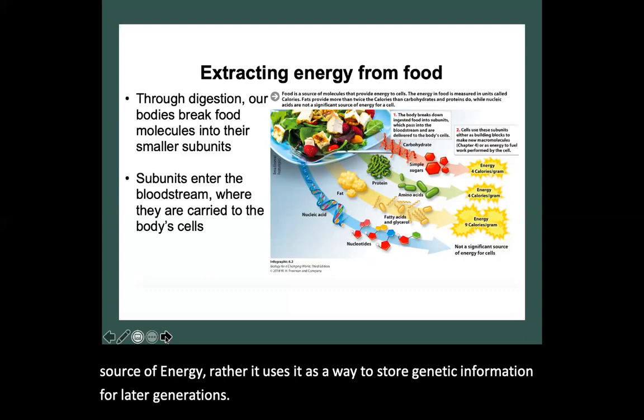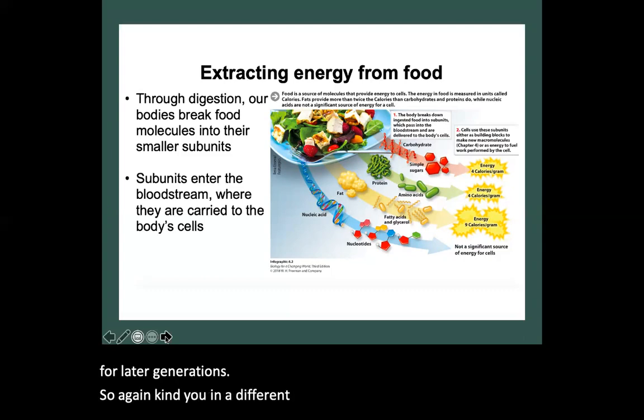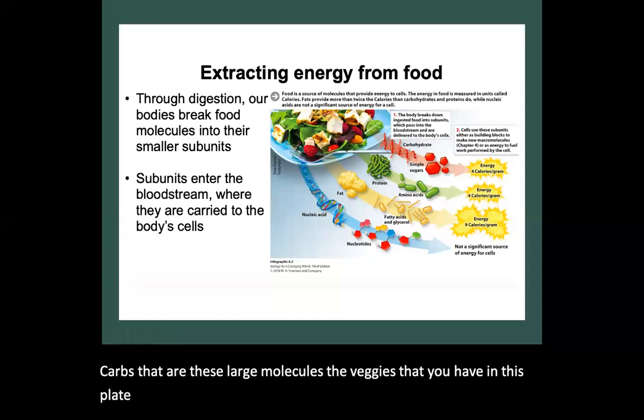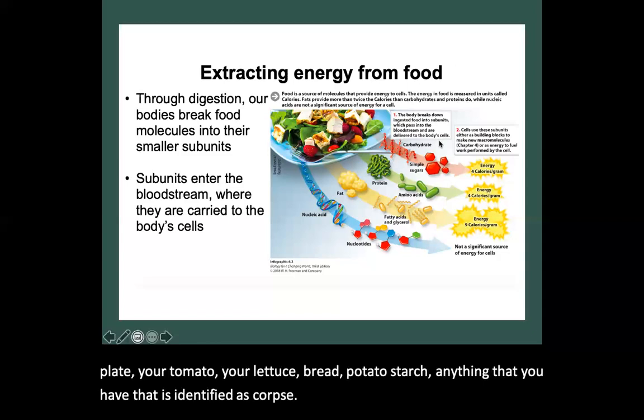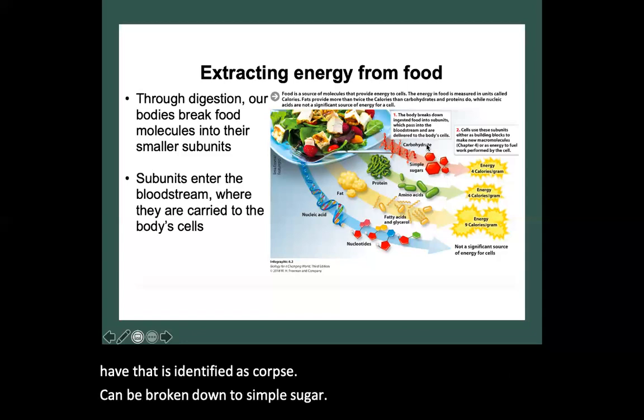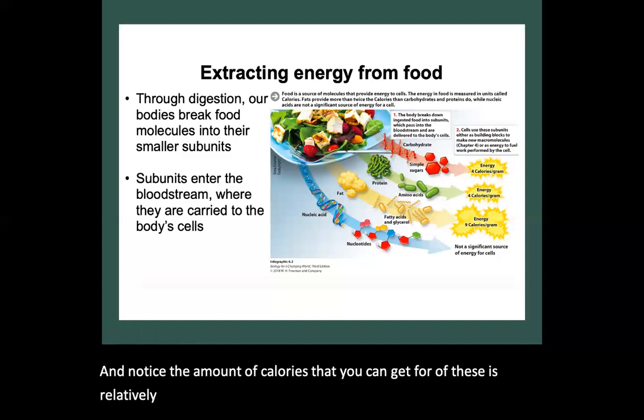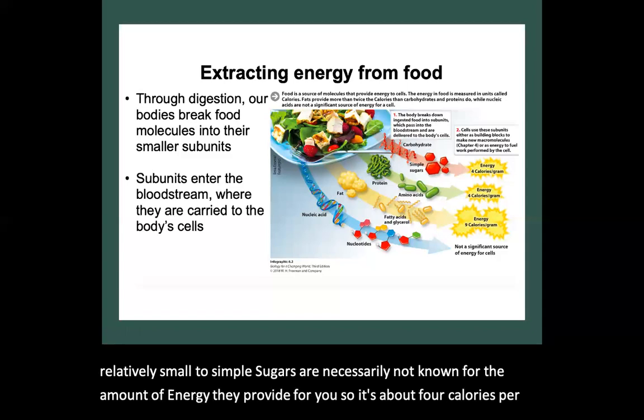So again, reminding you in a different way, in a different picture, carbs are these large molecules like the veggies that you have in this plate, your tomato, lettuce, bread, potato, starch. Anything that is identified as carbs can be broken down to simple sugar. And notice the amount of calories that you can get for each of these is relatively small. Simple sugars are not really known for the amount of energy they provide for you. It's about 4 calories per gram of carbs that you consume.